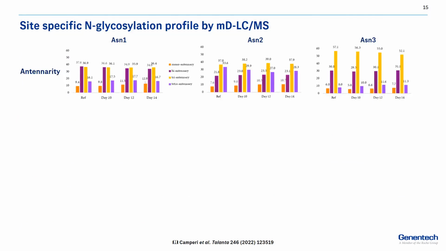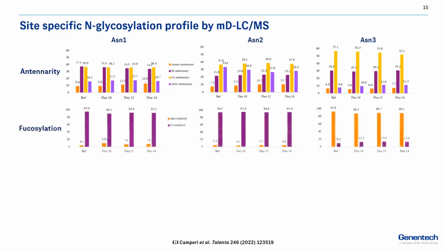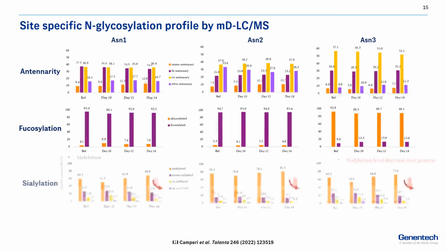The key feature of this assay is that we can evaluate the site-specific information and describe the distinct population of glycan variants at the site. In this case, we were able to evaluate antennarity, core fucosylation, and sialylation of the Fc fusion protein. A total of 29, 28, and 27 N-glycans were detected for asparagine 1, 2, and 3 respectively. For example, the degree of branching was different between the sites.